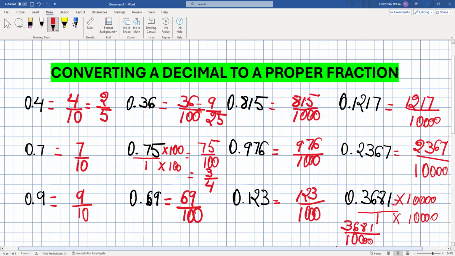All right. Now, be careful because sometimes they can ask you just to convert any decimal number to a fraction. It can be a proper fraction or it can be an improper fraction. All right, so I'm going to show you how to convert a decimal number to an improper fraction.